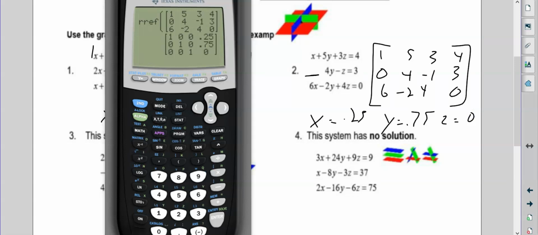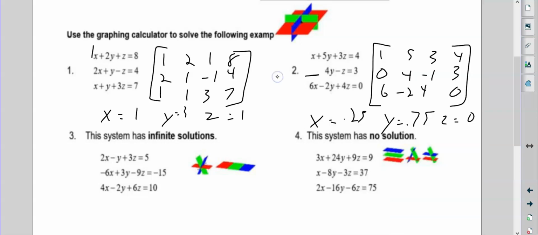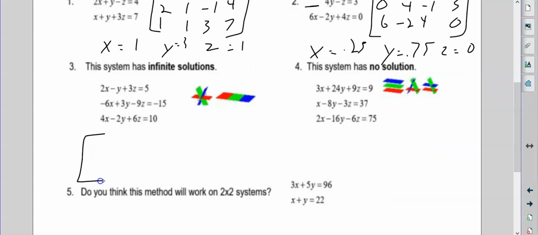Now, when we get into 3 and 4, we have special situations, which we've talked about before. Infinite solutions means that it's a line on top of a line. Every point is touching. And the calculator is actually going to spit out a special answer here.